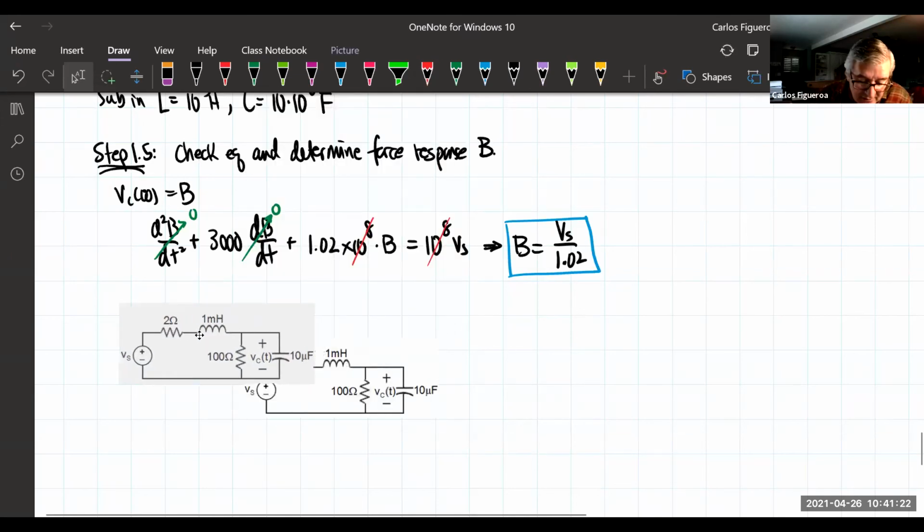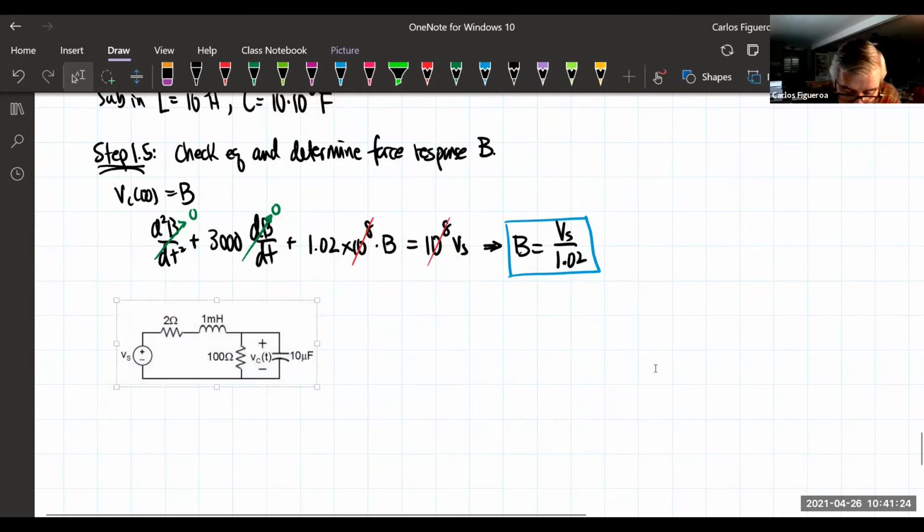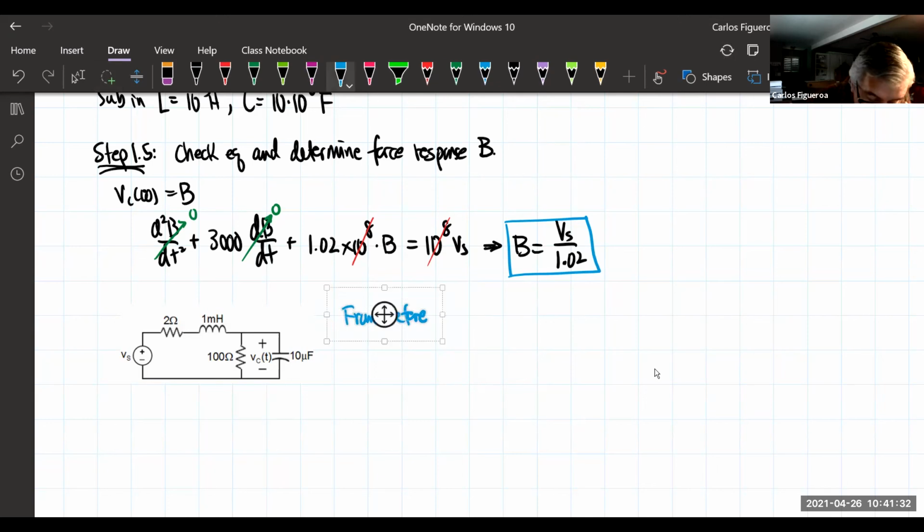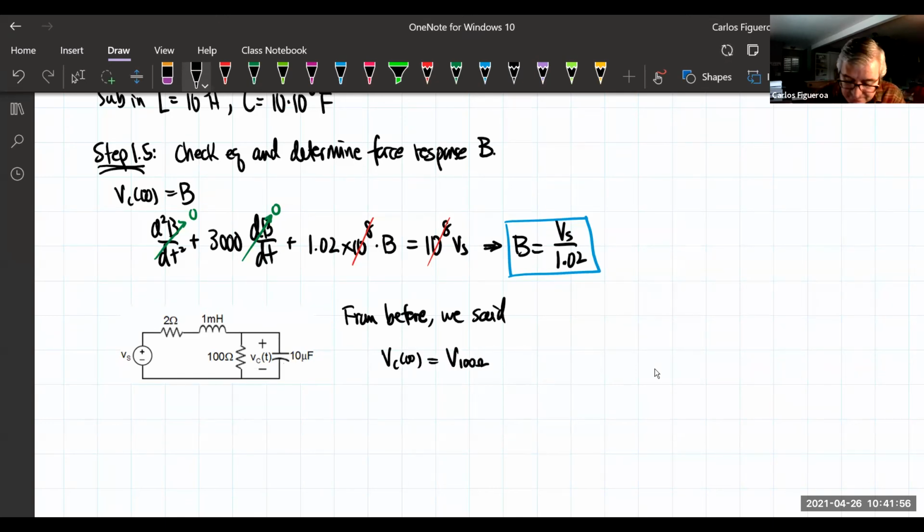And what we're seeing here is that the circuit, from before, we said that the inductor goes to a short, the cap goes to an open, and what you're seeing here is that the voltage of the cap at infinity had to be the voltage of the 100 ohm resistor.